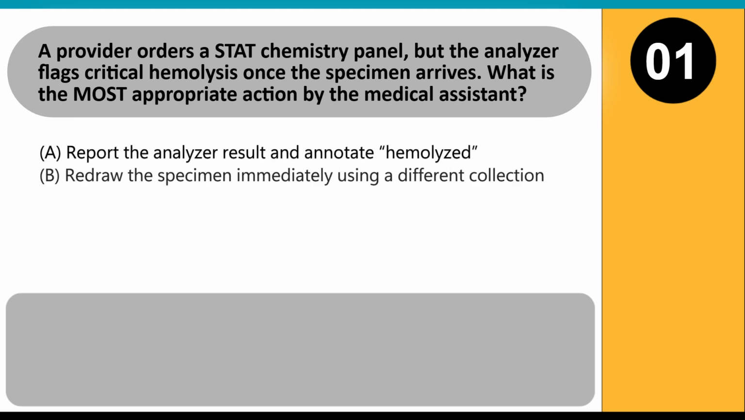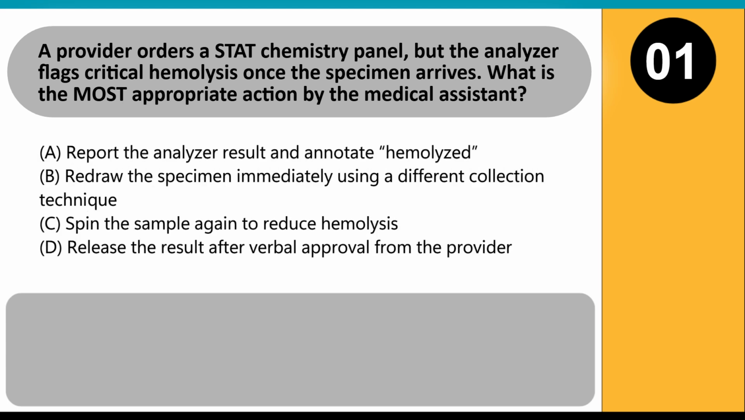A provider orders a stat chemistry panel, but the analyzer flags critical hemolysis once the specimen arrives. What is the most appropriate action by the medical assistant? A. Report the analyzer result and annotate hemolyzed. B. Redraw the specimen immediately using a different collection technique. C. Spin the sample again to reduce hemolysis. D. Release the result after verbal approval from the provider.